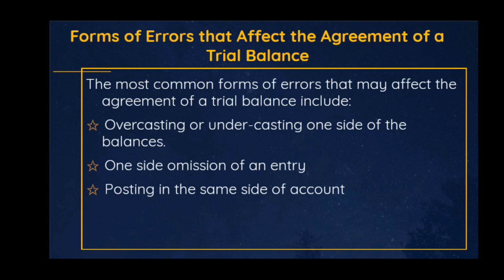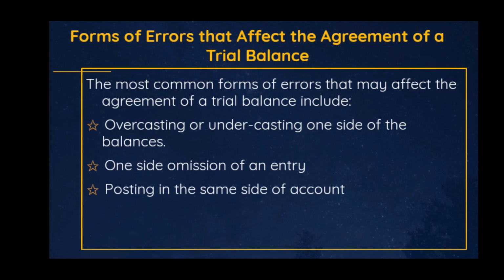The second one is one side omission, a situation whereby only one entry is recorded without completing the corresponding entry for that transaction. Such an error will affect the agreement of a trial balance. The last one is posting on the same side of account, that is, when the account of the giver and the receiver, both accounts are debited or both are credited. Such an error will surely affect the agreement of a trial balance. So we are going to take these errors one after the other.